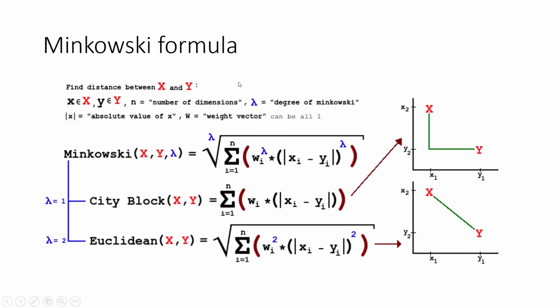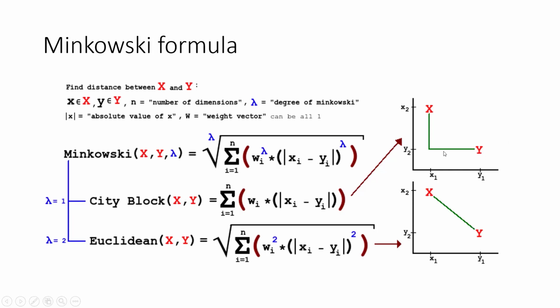So we just have a new dimension for this formula. This dimension is named the degree of Minkowski, indicated as lambda. So in the Minkowski formula we have three inputs, x, y, and lambda, and the main modification for this formula is that we have a w that can be applied in the general formula of measuring distance. If the degree of Minkowski is equal to 1, we have the city block distance, and we reach this kind of distance like this.